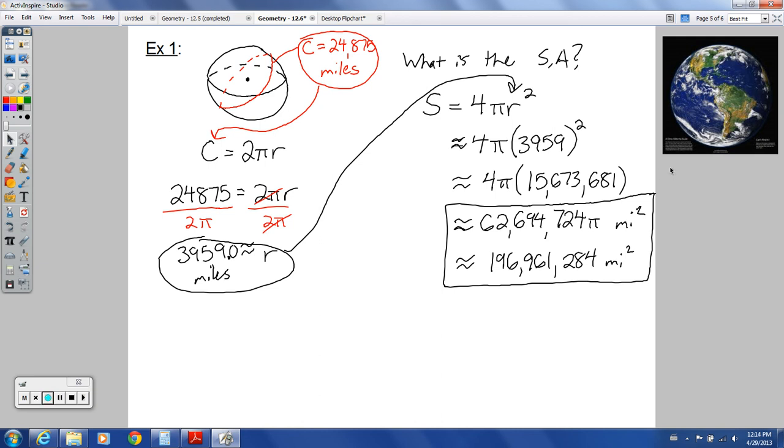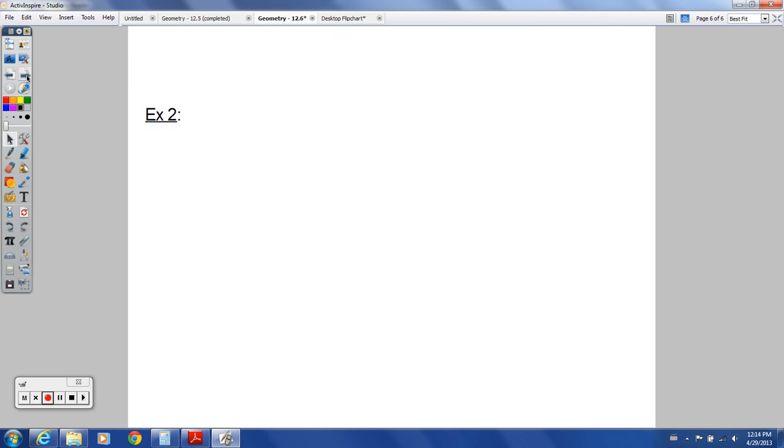You can fit however many people per square mile. You could figure out the population density of places that way, of the whole Earth that way, and how many people are fitting into a square mile. Cartographers, people that make maps, would be interested in this kind of data as well. But let's move on to the other formula, the formula for volume, and then one more example.